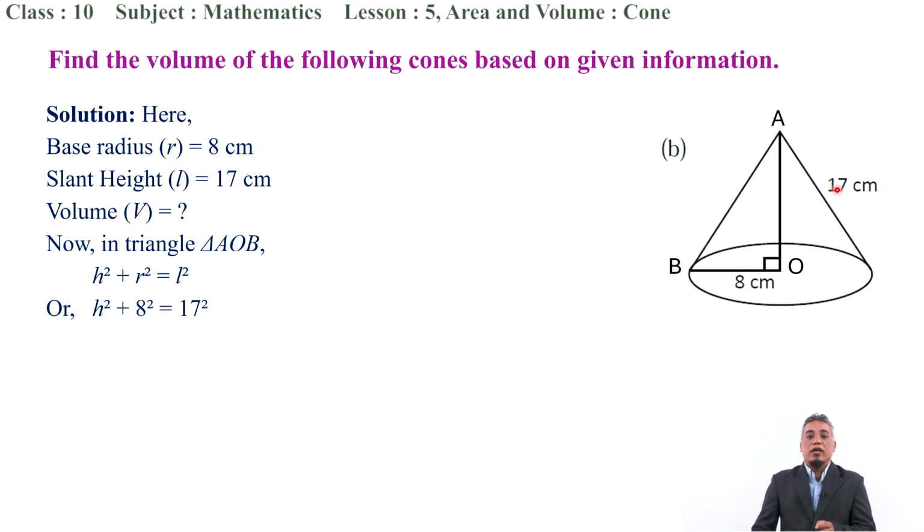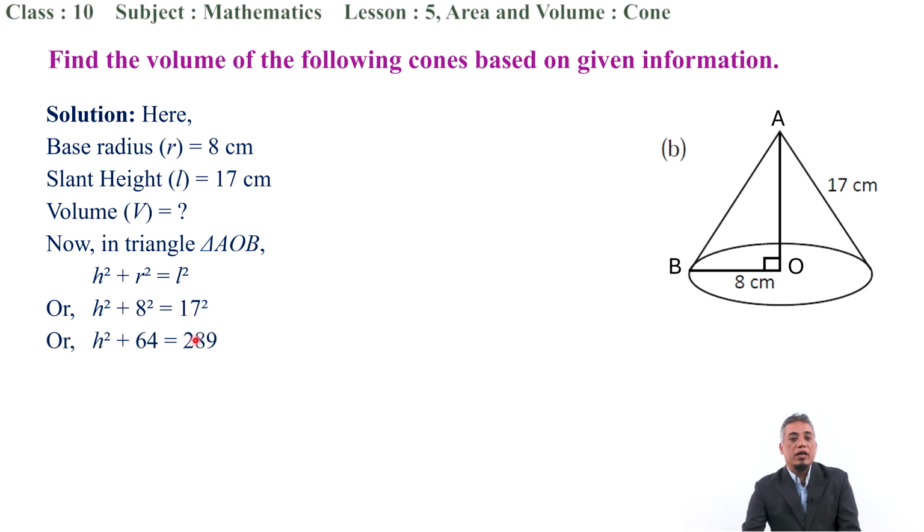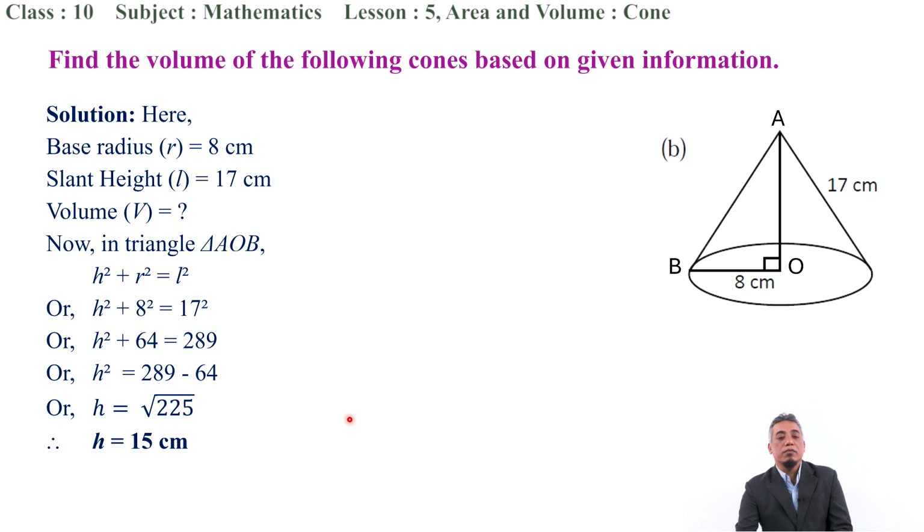And again, we don't know h. r is substituted as 8, l is substituted as 17, as given. Now we put the values. 8 square is 64, 17 square is 289, and take this 64 back here. It will change its sign to negative, and when we subtract, it gives 225. Again we take the square to the next side, making it a square root, and it gives h equals square root of 225, which finally gives the value of h as 15 centimeters.